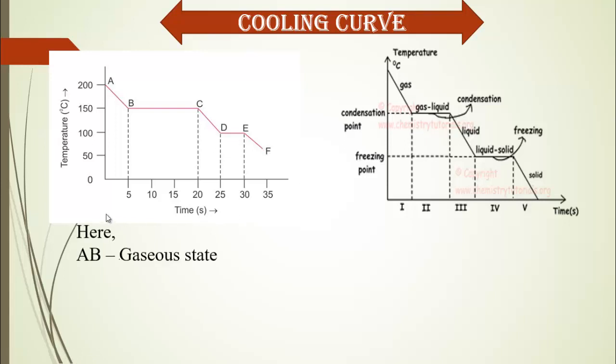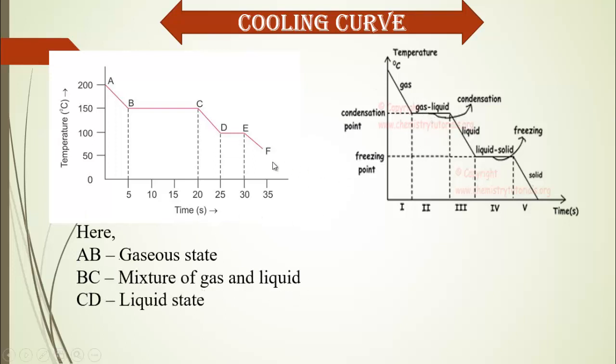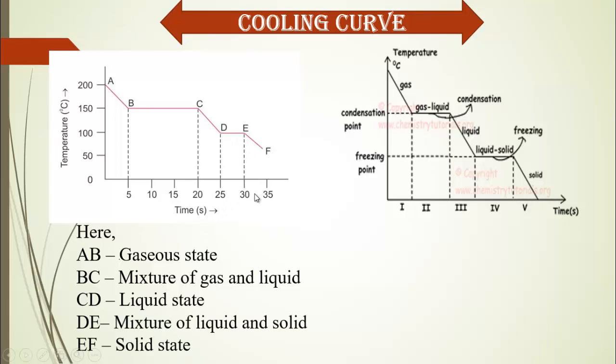So, this is the cooling curve of water. Follow here. Here AB is gaseous state, then BC is mixture of gas and liquid, then CD is liquid state, then DE is mixture of liquid and solid, and EF is totally solid state. So, in this way you can also draw a cooling curve for a specific matter.